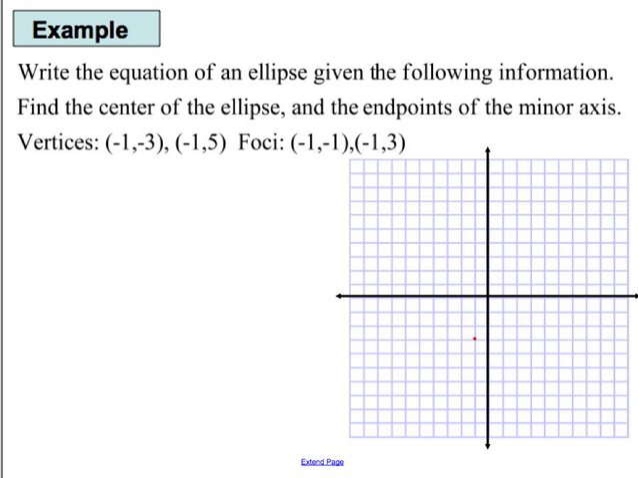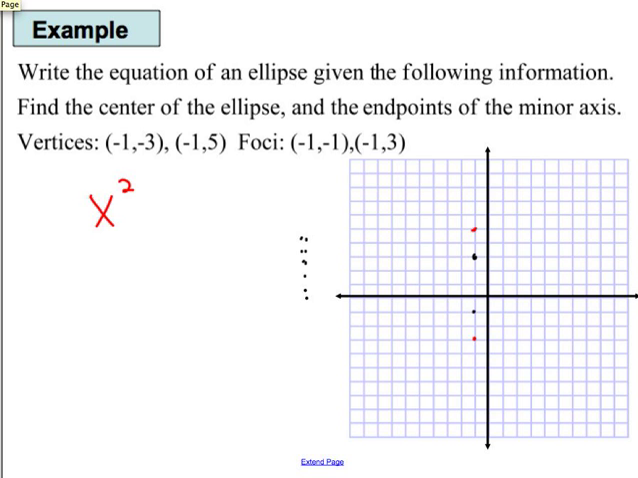(-1, -3), (-1, 5). Those are my endpoints. My foci, (-1, -1) and (-1, 3). So I'm starting to see my ellipse here. This right here is my major axis, because those are the vertices. So right now I can start to see my rule.